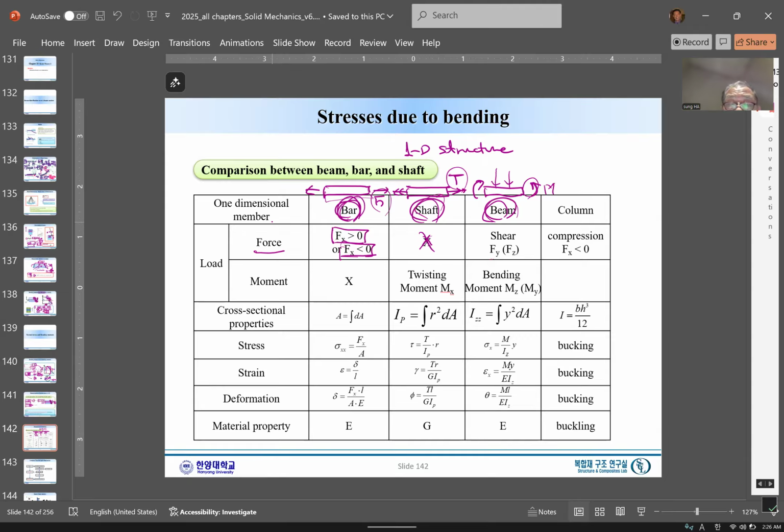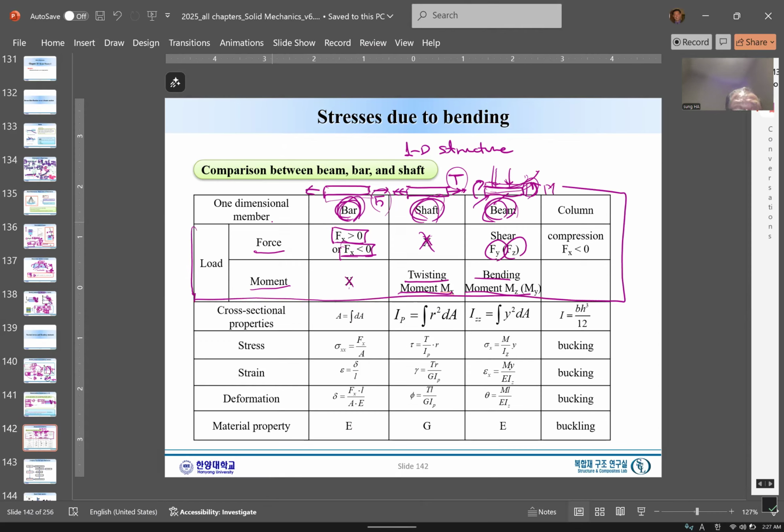So there will be a Fy and Fz. This is the Fy and this is the Fz, and then a beam can bend like that, or bend upward, or bend sideways. For the bar, we already know there is no moment. In the shaft, we have a twisting moment, and in the beam, we have a bending moment. So this is just a definition of these structures.